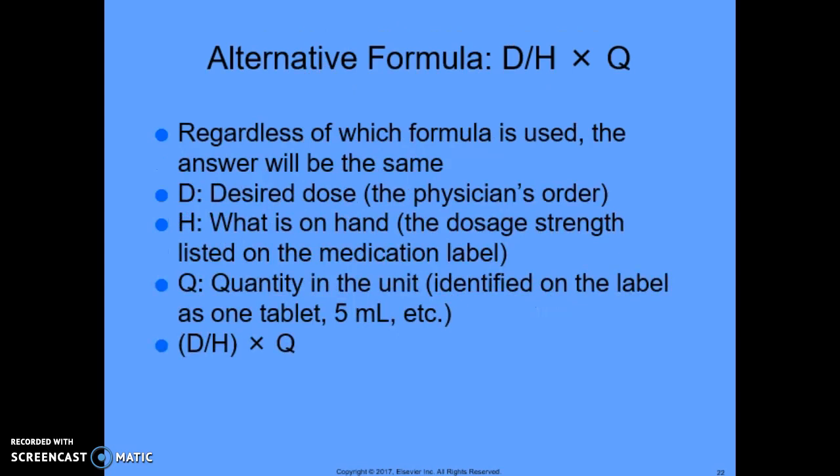So here's what I was talking about. For an alternative formula, which we will use in class, doctor ordered over doctor on hand times the quantity will solve for X. So regardless of which formula is used, the answer will still be the same. D is the desired dose, or the physician's order, or doctor ordered. H is what's on hand, which is the dosage strength listed on the medication label. And quantity is the unit identified on the label, such as 1 tablet, for example, or 5 mLs, etc.